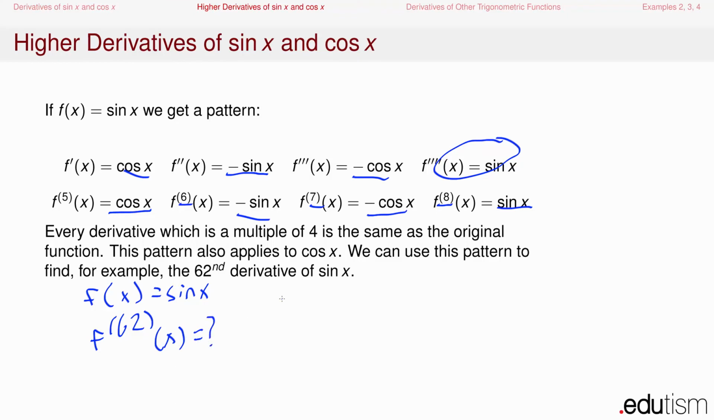Well, 60 is a multiple of 4. So we know the 60th derivative is the same as the original function. It's sine x. And if we want to take the 61st derivative, well, we've got to take the derivative of sine x. The derivative of sine x is cos x. And so if we want to take the 62nd derivative, we've got to take the derivative of that cos x. The derivative of cos x is negative sine x. So the 62nd derivative of sine x is negative sine x.